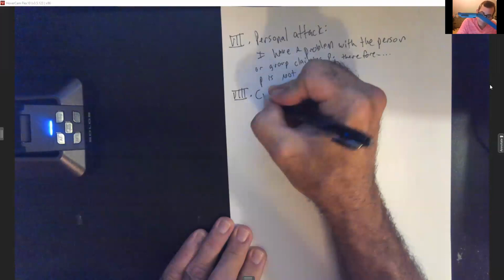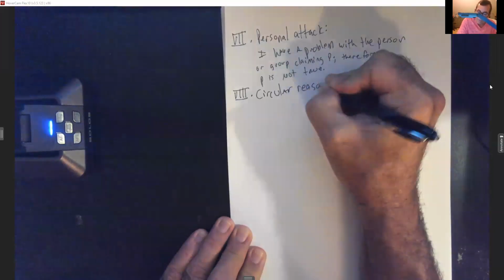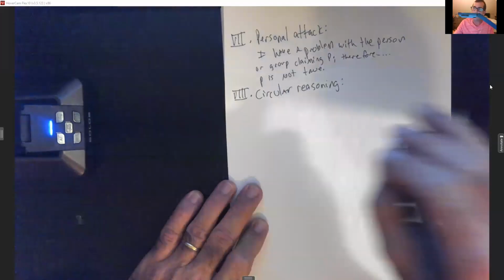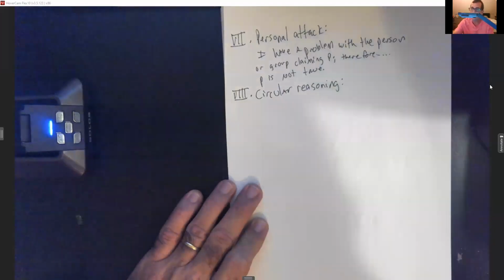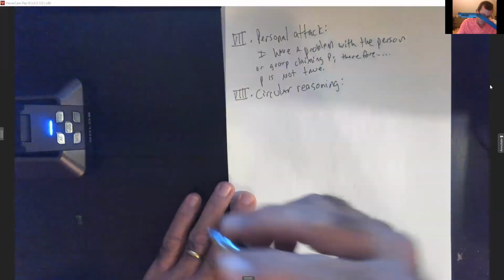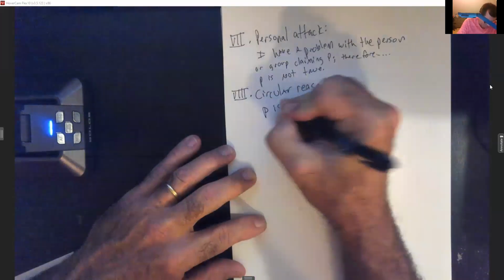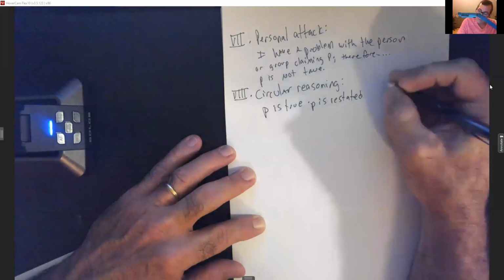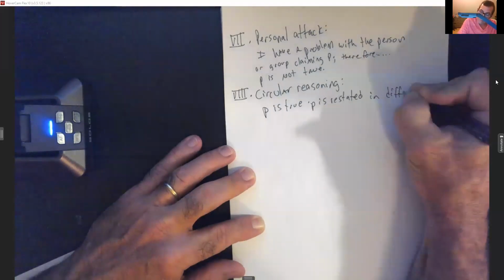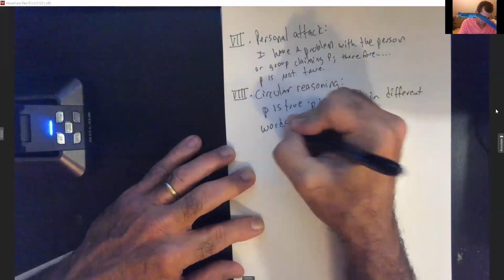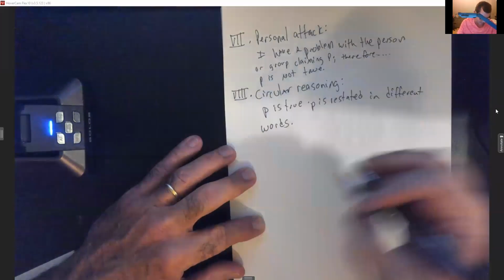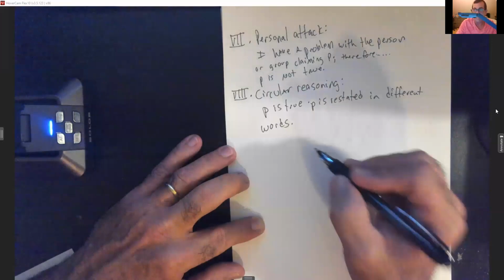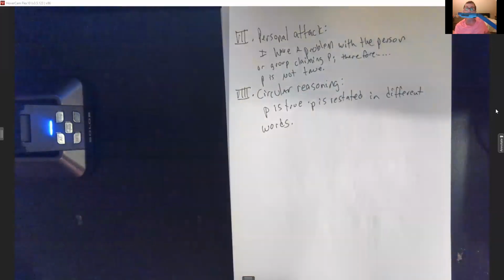Circular reasoning. So this is sort of like it never has a conclusion. It repeats itself. It's circular. It keeps spinning in a circle and it goes nowhere. So P is true. P is restated in different words. It's like the argument states the conclusion. So if something's true, but then you're saying it in a different way, hey, that thing is true again. So you're not going anywhere with this logic. You're just spinning me in a circle, okay?